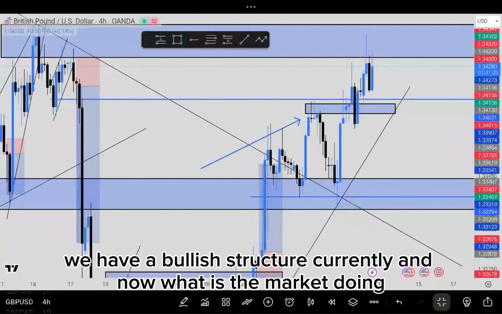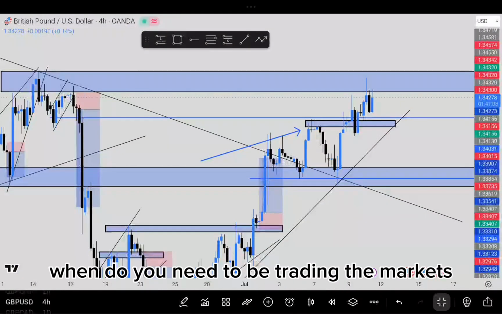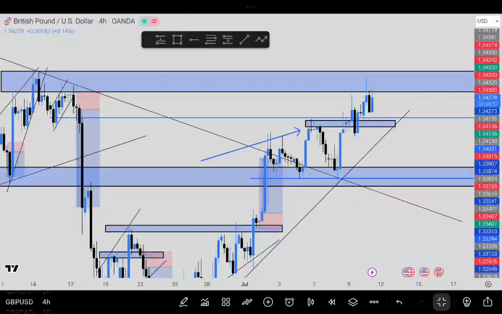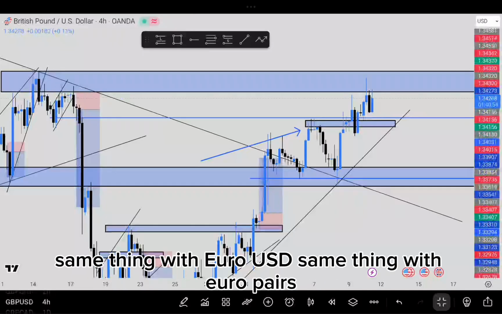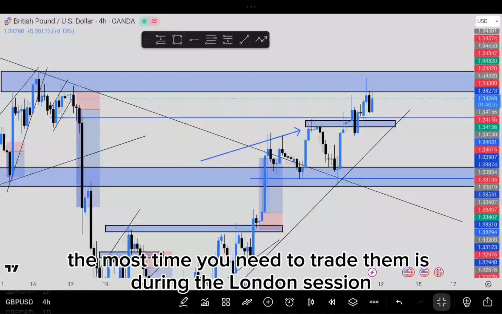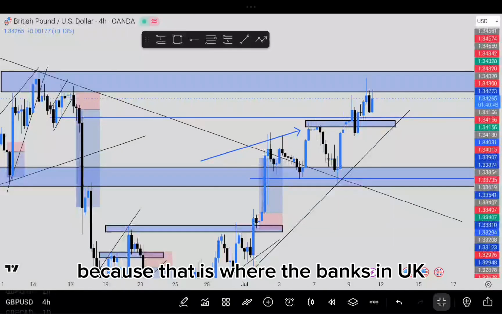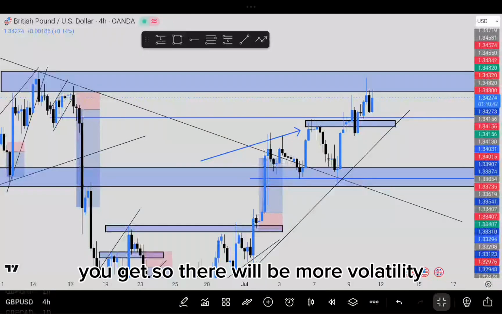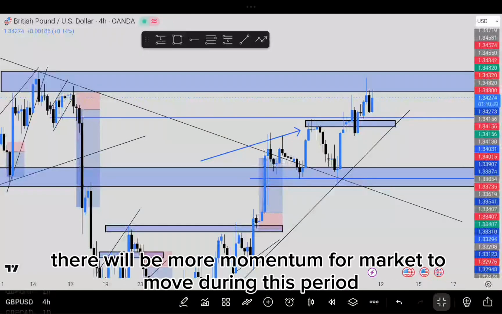Now, what is the market doing? When do you need to be trading the markets? What time is appropriate for you to trade GBPUSD? Obviously, it's the London session. Same thing with EURUSD, and any pair that has Euro. The most time you need to trade them is during the London session, because that is where the banks and financial institutions in the UK are open. So there will be more volatility, more volume, and more momentum for the market to move during this period.